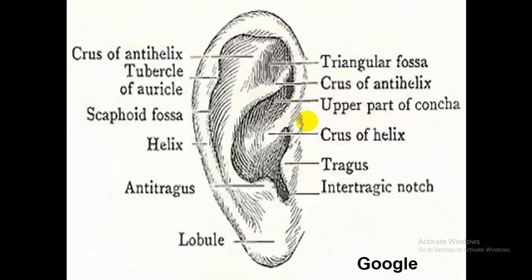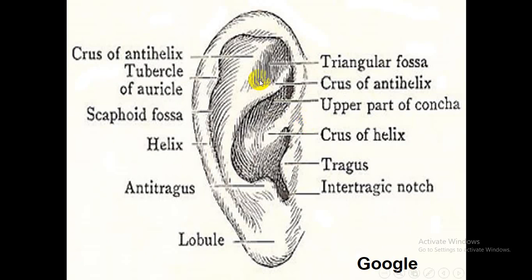We will start another topic, which is the ear. The ear is divided, as we know, into the external ear, and the middle and inner ear. The function of the external ear is to collect the sound waves to the tympanic membrane.